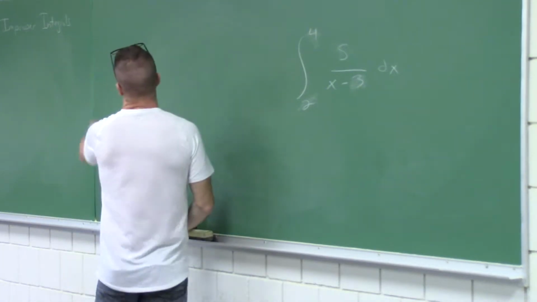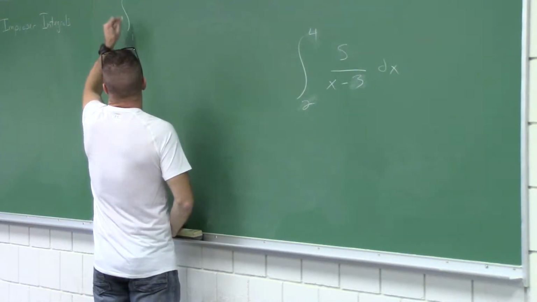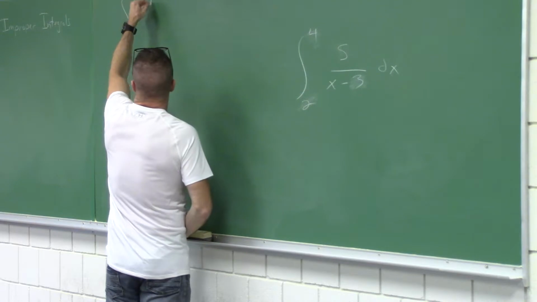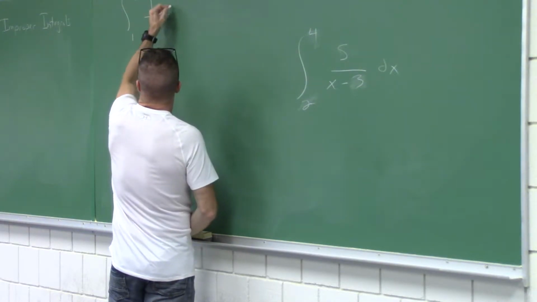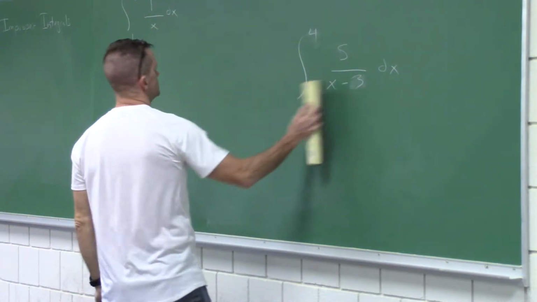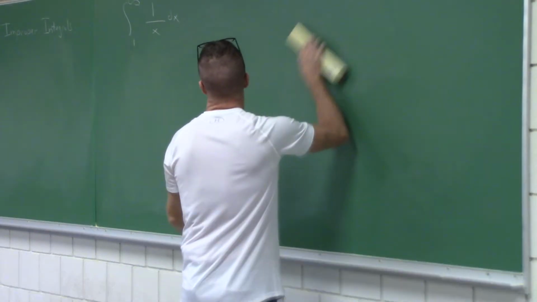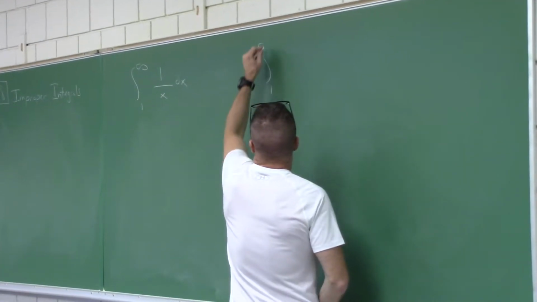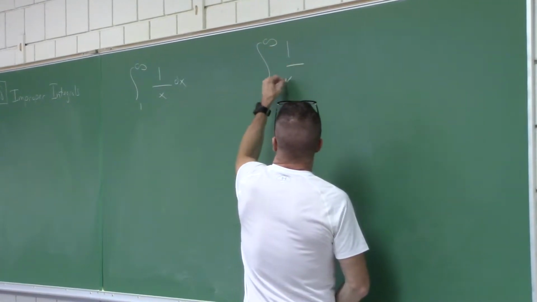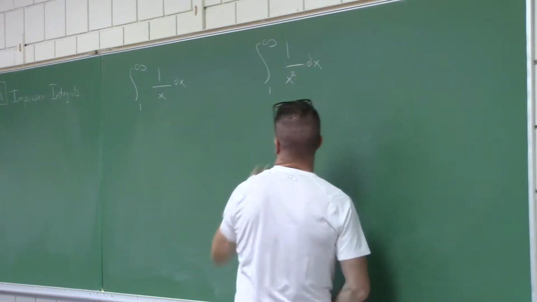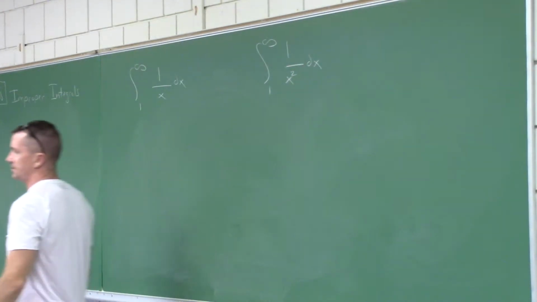So I'll get started. We'll look at these two cases right here: the integral from 1 to infinity of 1 over x dx, and then the integral from 1 to infinity of 1 over x squared dx. I mean, by far, this is the best example to start with. We'll do both of these problems.